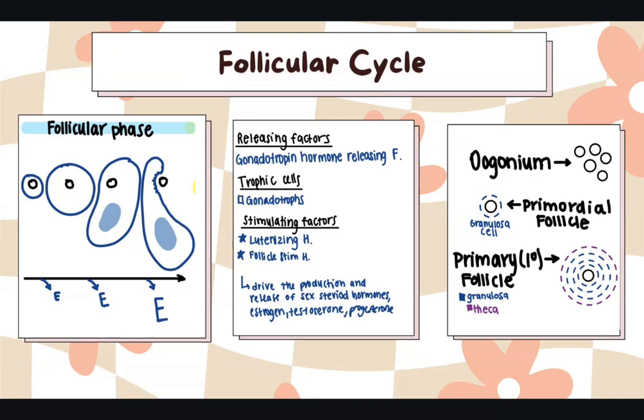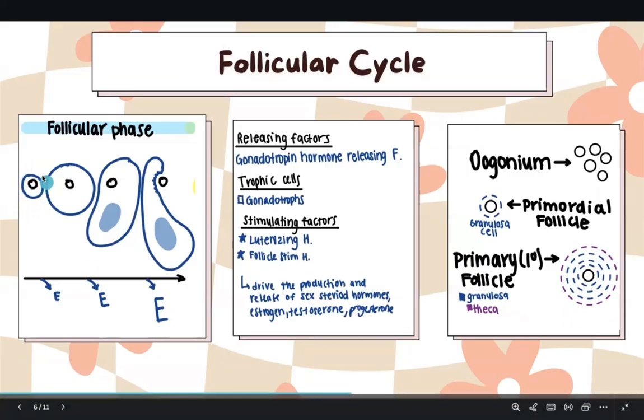The selected cell will have its granulosa cells go through proliferation. Theca cells are also introduced and can be seen in purple. This structure as a whole is now going to be known as the primary follicle. And this is where we begin. So this primary follicle is step one right here in the follicular phase.